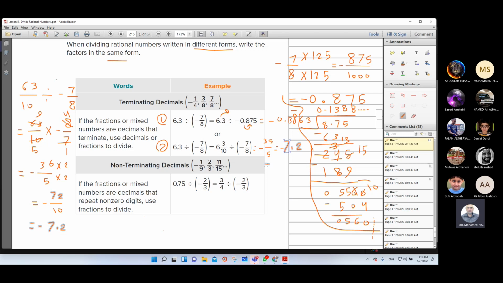And you can change this fraction to the mixed number because the numerator is greater than the denominator. How? You can use long division.